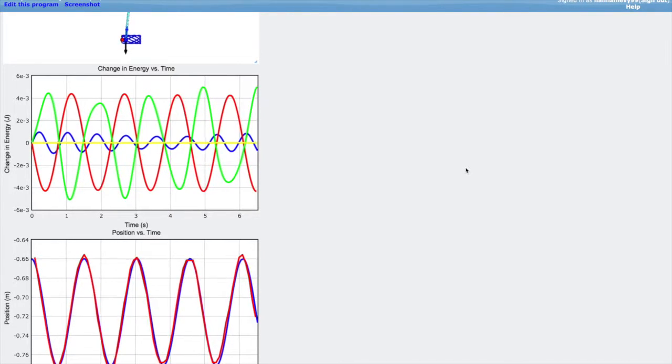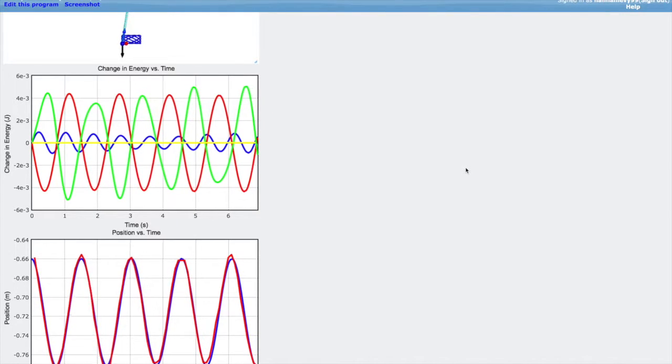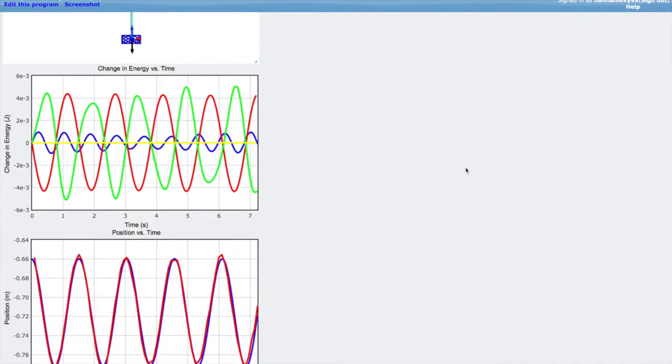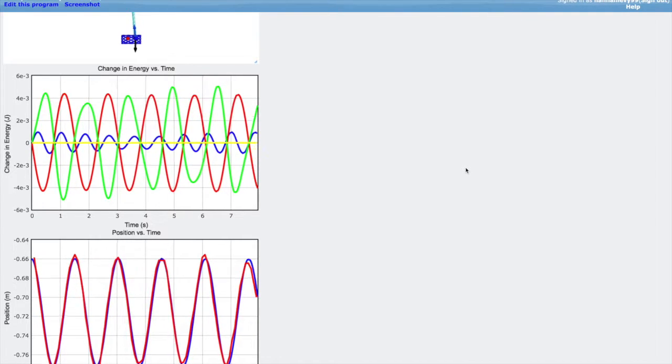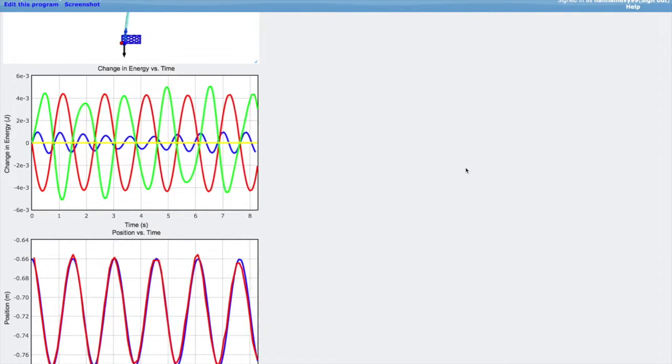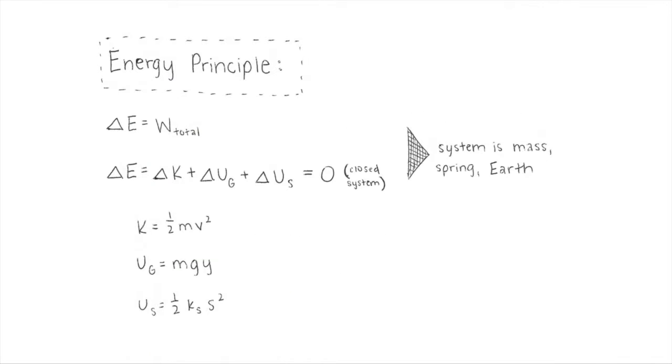However, the mass gains and loses kinetic energy, hence why the graph shows the curve oscillating between positive and negative values. The kinetic energy changes approximately twice as fast as the potential energy changes. For my model system, the energy principle is satisfied. The plot shows the net energy change as 0, which reflects the energy principle. The system is closed, so there are no external forces acting on the system. Also, the system is separate from its surroundings, which is necessary to calculate the potential energy.